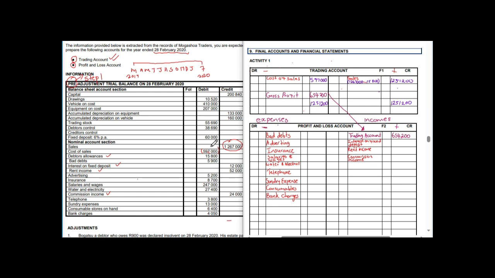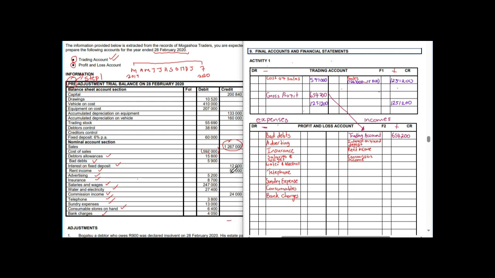Under my debit side, which is expenses, I collected all my expenses, such as bad debts, advertising, insurance, salaries and wages, water and electricity, telephone, sundry expense, consumable stores, and bank charges, and they were recorded under our expenses, which is the debit side of our profit and loss.